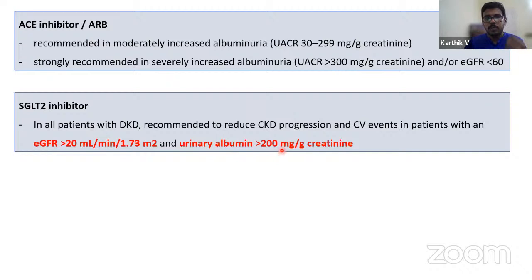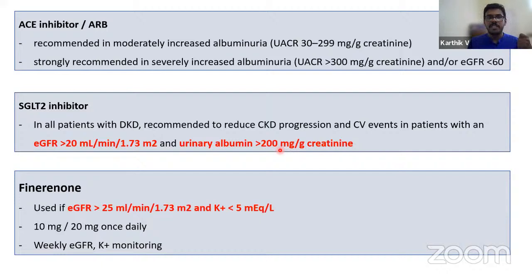And those patients with a urine albumin of more than 200 milligram per gram are also eligible for SGLT2 inhibitor therapy. And one more drug has been added to the therapeutic armamentarium, which is finerenone, a non-steroidal mineralocorticoid receptor antagonist. It prevents both the progression of diabetic nephropathy as well as the progression of cardiovascular events in patients with diabetic kidney disease. It can be used in those with a GFR more than 25 and potassium of less than 5, at a dose of 10 or 20 milligram. Of course, the complications are GFR worsening and hyperkalemia.